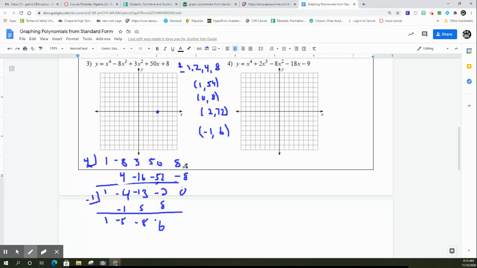Oh, sorry. I'm glad I made that little mistake right there. That is not an actual point, because I did that from this factored form. So the remainder only works if I did it from the original one, right? So -1, 6 is not a point. It does not work. It's not a 0, and it's not a point. So we're still looking for another 0 over here.